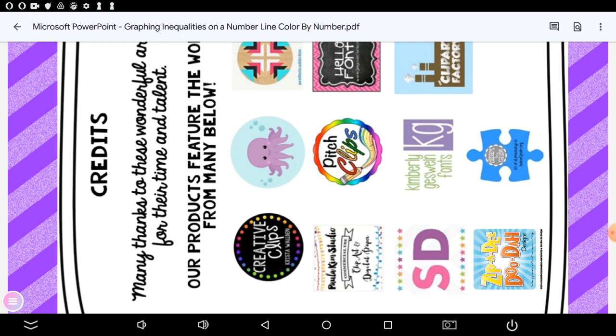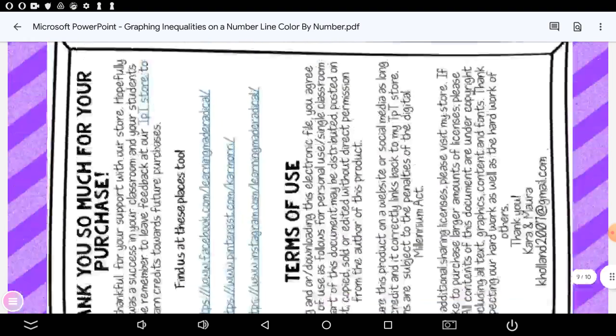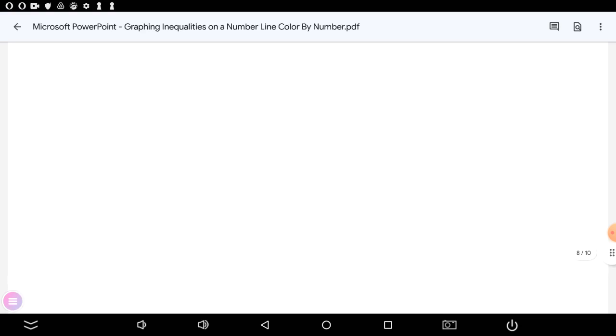Haley? X is less than -2. X is less than -2. Do you guys agree with that? Because I still don't see it. Okay, here it is. X is less than -2.